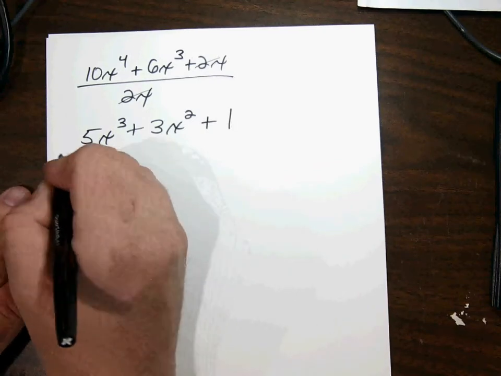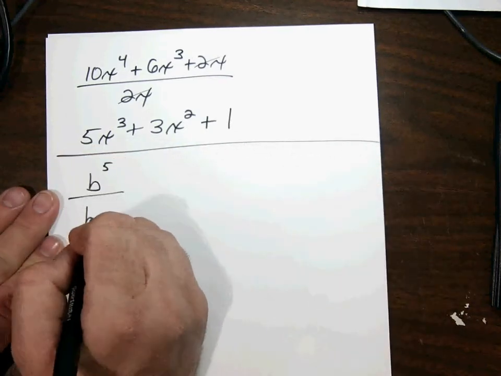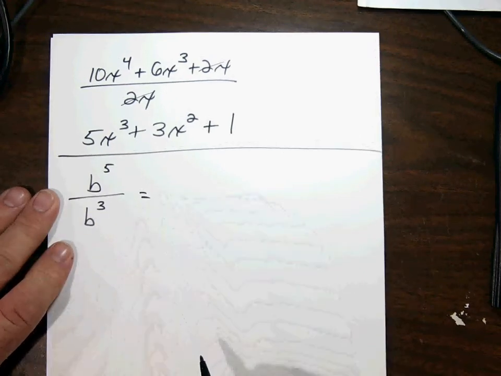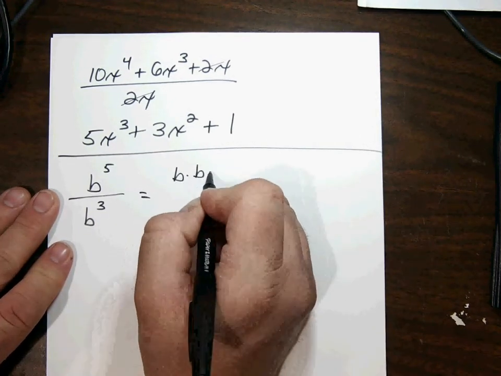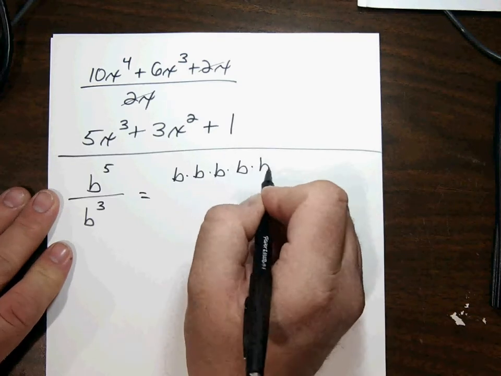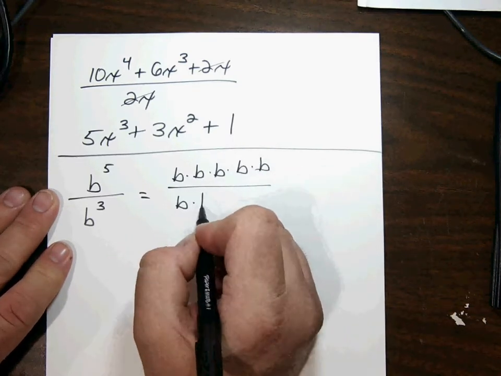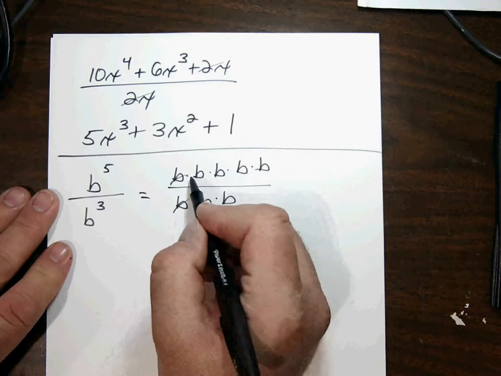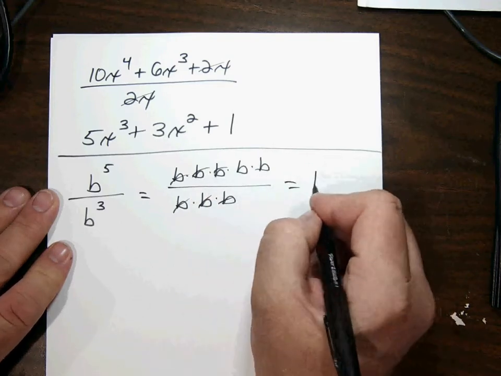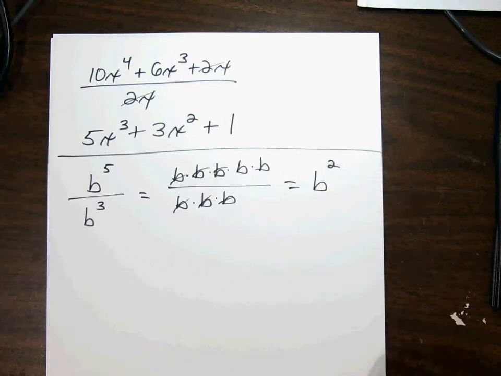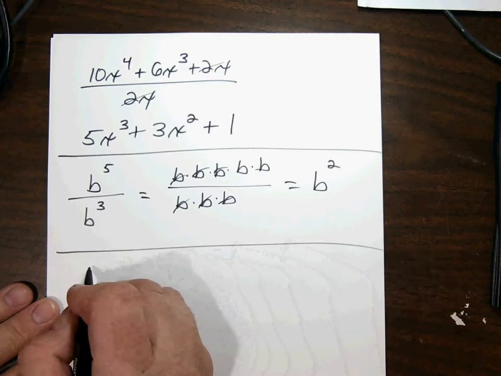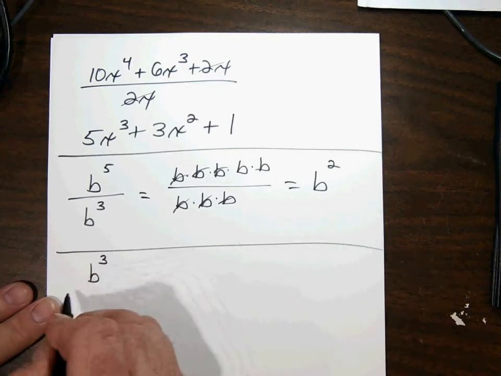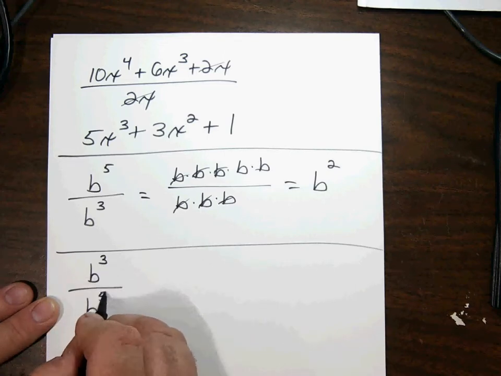B to the 5th divided by b to the 3rd. What did we say that was again? We said there's 5 b's on the top, and there's 3 b's on the bottom. And then we did a little cancel, and we said there's 2 b's left, and we got a b squared out of the deal, right? Now we talked about how you subtract the 5 minus 3 to get 2, right? All good. All right, what about this one? What about b cubed over b to the 5th?